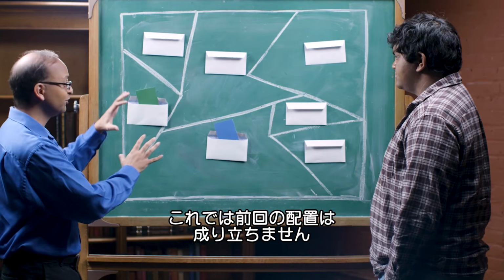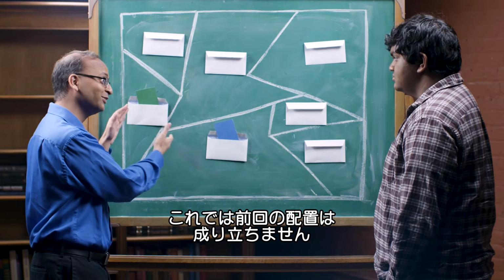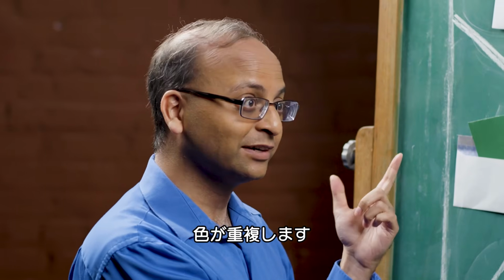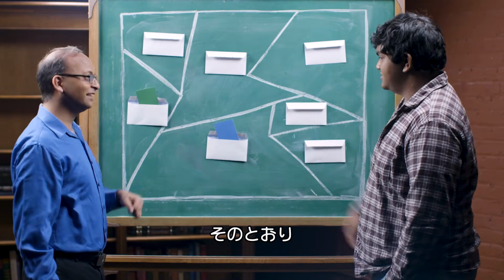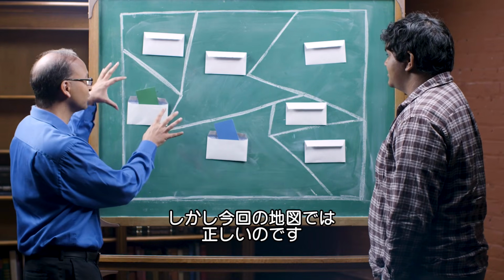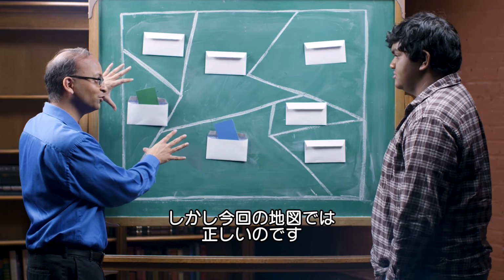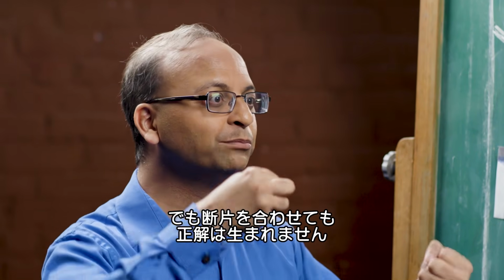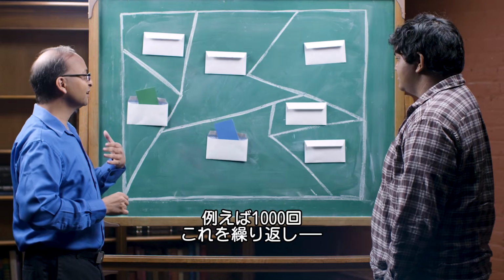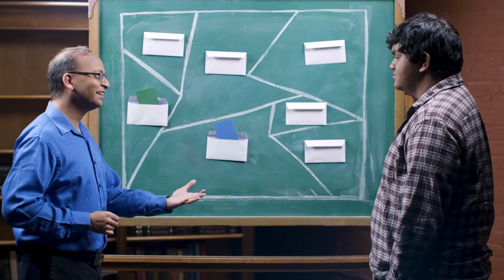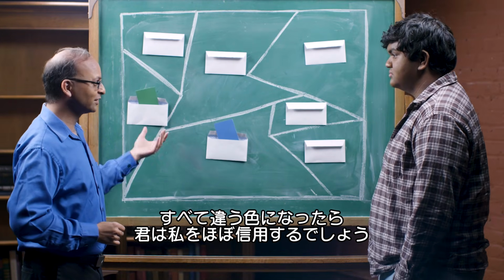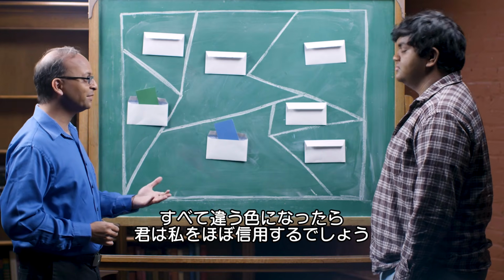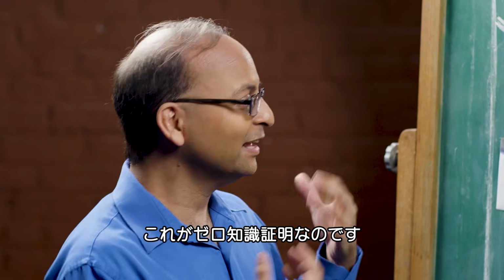Okay? The colors I showed you last time don't work with these new colors, right? This wouldn't have worked before. Yeah, because of this one, right? Exactly. But it works for this coloring that I'm showing you right now. So what we've done is we've made it impossible for you to put the pieces together. And if you do this, let's say 1,000 times, and if I correctly showed you different colors each 1,000 times, you'd be really convinced. And that's it.